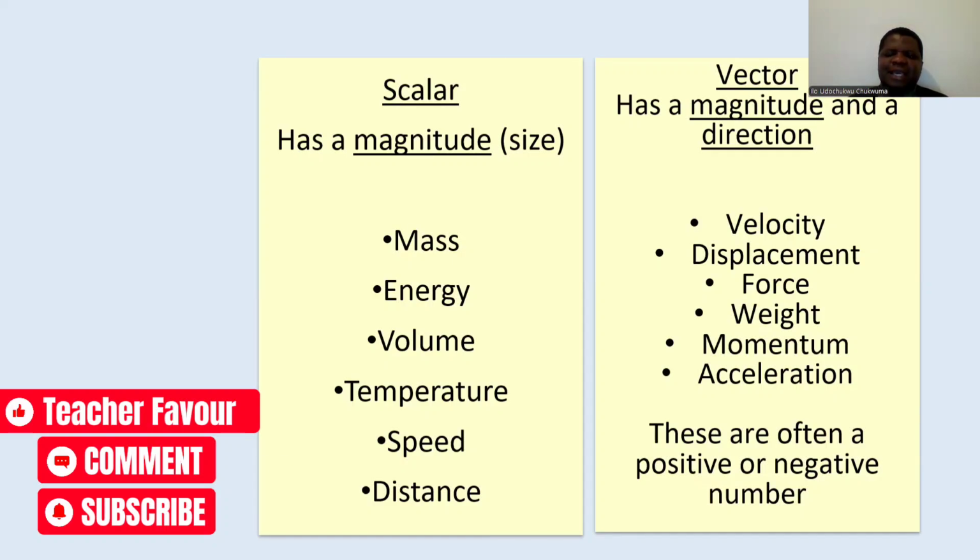Likewise, with plus 5 kilometers, the plus here indicates the direction. 5 is a numerical value, while kilometers stands for the unit. If it is written in this form, 5 kilometers, that represents a scalar quantity.